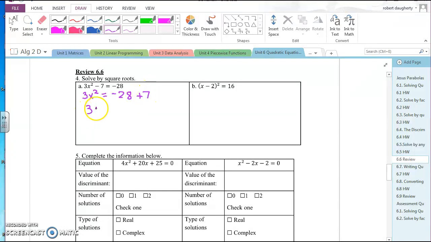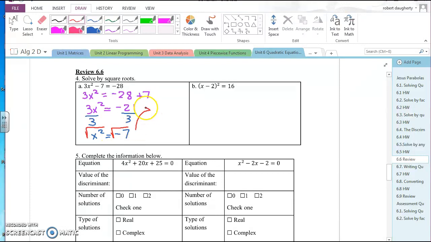So 3x squared equals, so if I take this, it's what, negative 21. If I divide both sides of this equation by 3, I get x squared equal negative 7. Now I'm ready to take the square root of both sides.